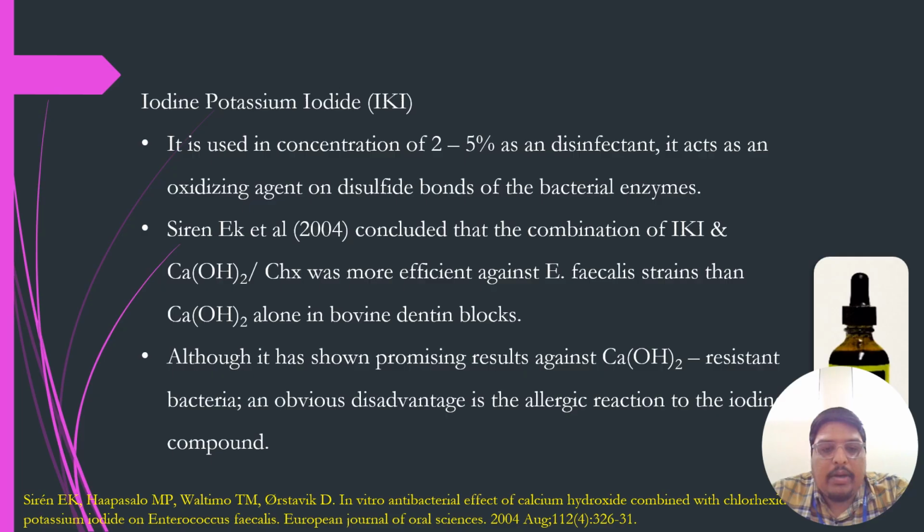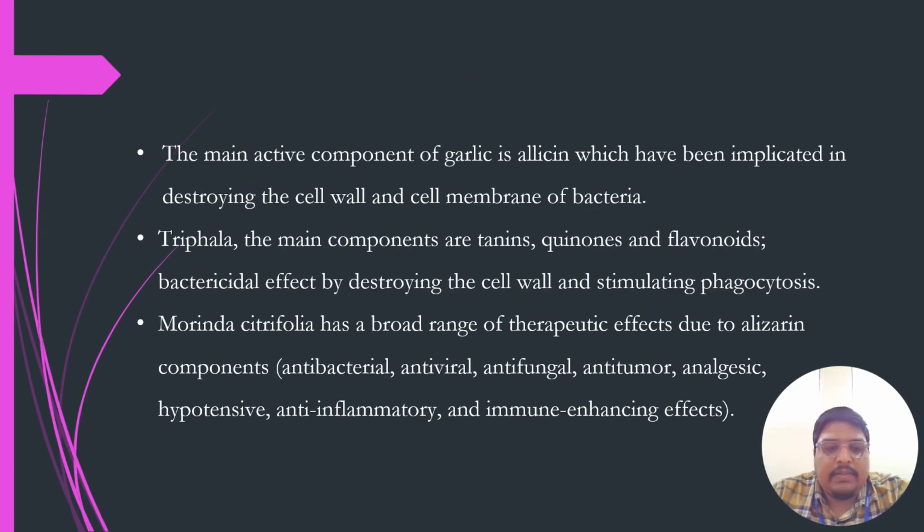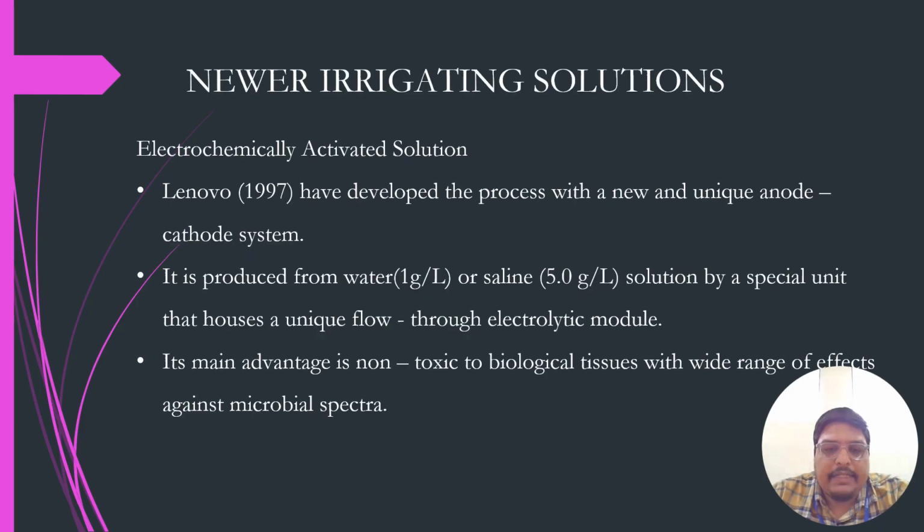Salmeazole, quaternary ammonium compound, and iodine potassium are used in concentrations of 2 to 5 percent, although it shows promising results. Natural irrigants such as neem and tulasi; the biological effect of neem is mainly due to its phytobiotic properties. Green tea is a rich source of polyphenol. A new irrigating solution, electrically activated solution, was produced in 1997.